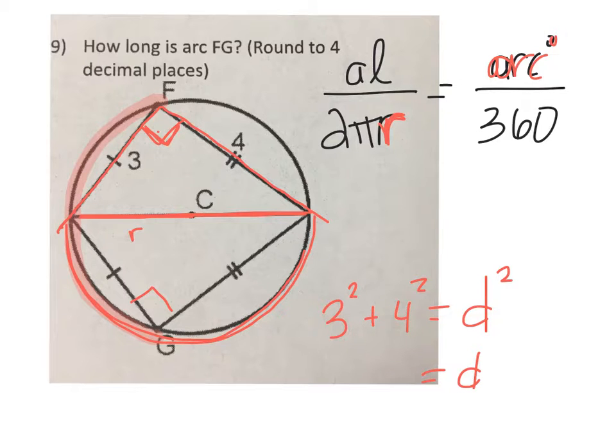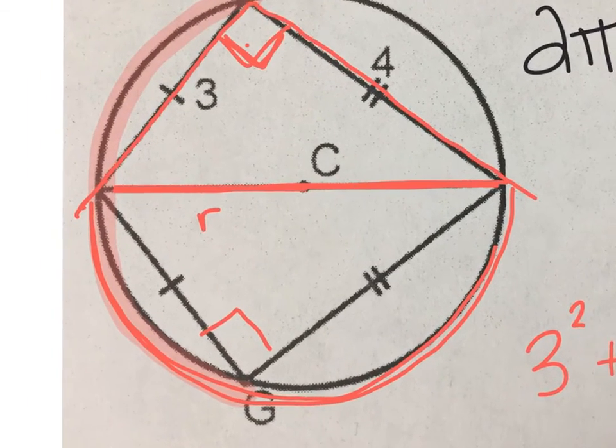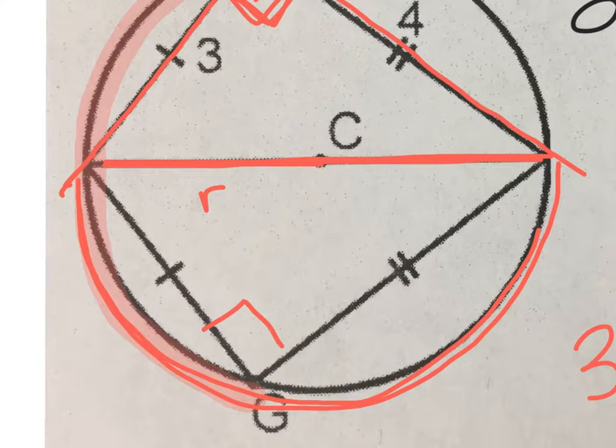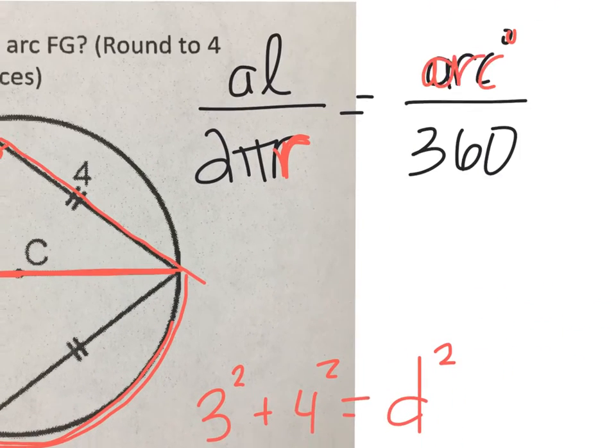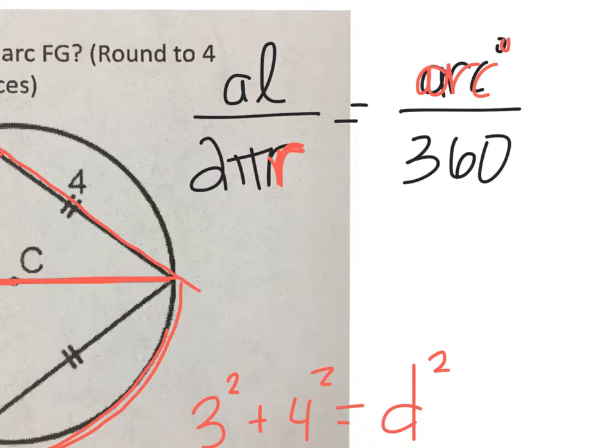So 3 squared plus 4 squared is 25, and the square root of 25 is 5. So the whole entire diameter is 5, which means I have a radius of 2.5. Check. So now I can erase that here. I know that the radius is 2.5, so I will multiply 2.5 right here.